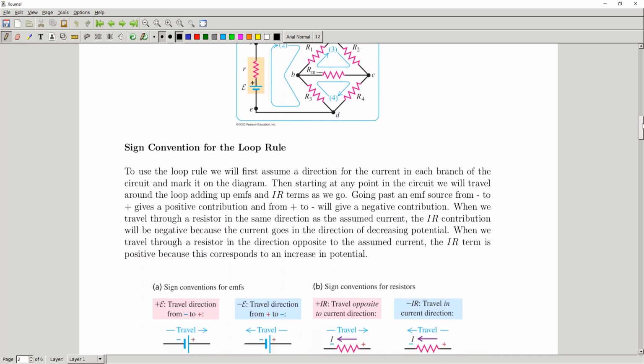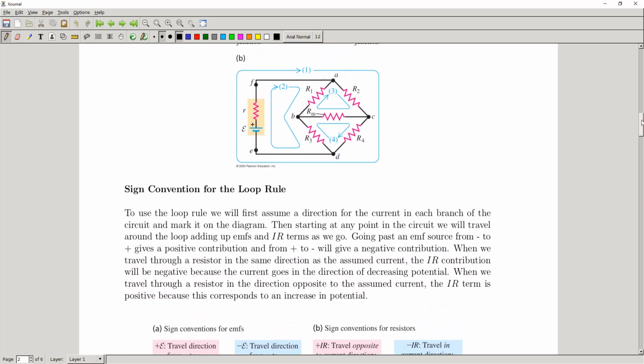Okay. One last thing that we need to decide before we can use these rules, and we're going to do a number of examples if it's not super clear yet how to use this, is a sign convention for this loop rule. We're going to be going around the loop. We can choose any direction around the loop we want, but we have to choose a convention for the signs as we go over these different circuit elements. What sign are they going to pick up? Okay, so we're going to start at any point that we want, and we're going to go around the loop, adding up all the different EMFs and V equals IR contributions.